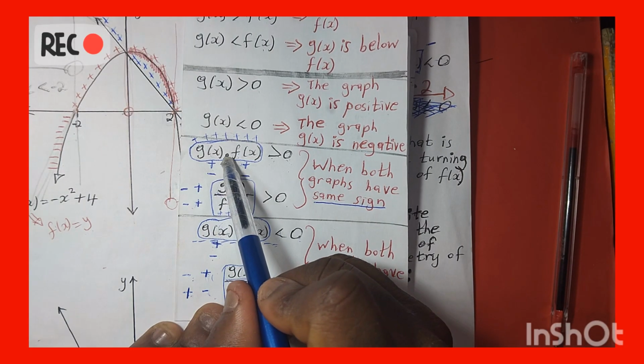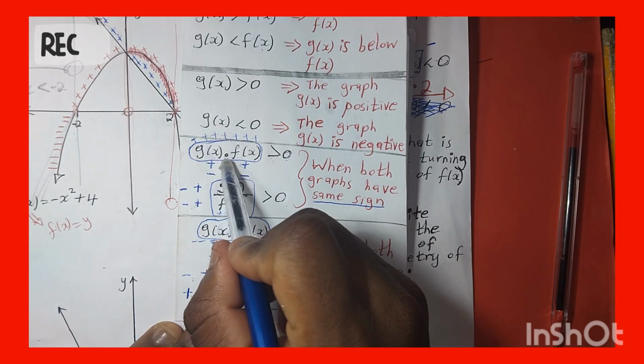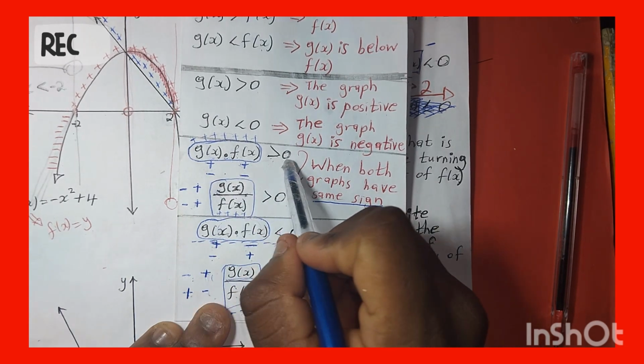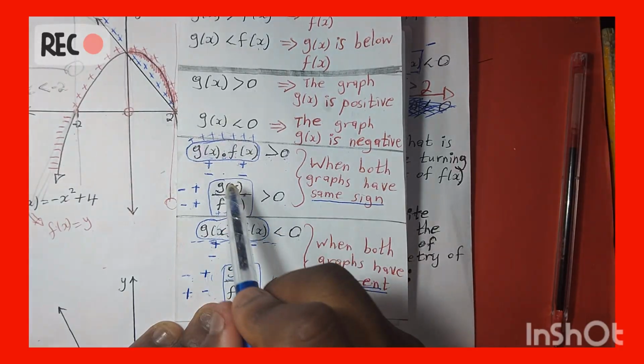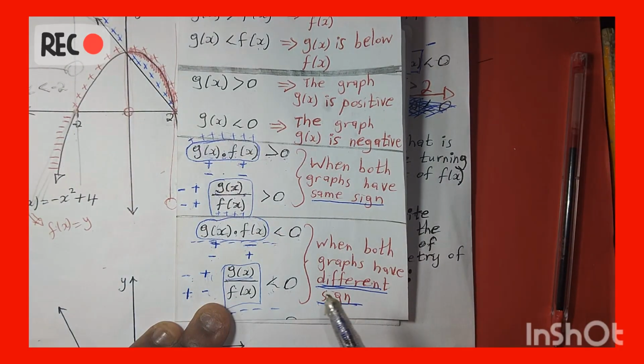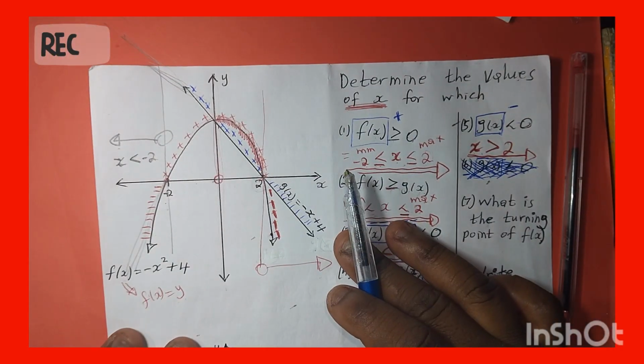Because in order for you to have that positive there, when you multiply them and they are greater than 0, it means that they are positive. And in order for you to get that positive, they should have the same sign. So now you should be careful about this one. Let's go to the diagram.